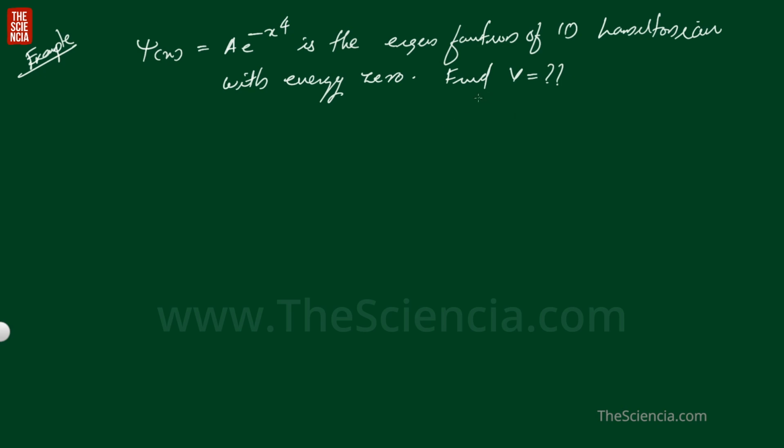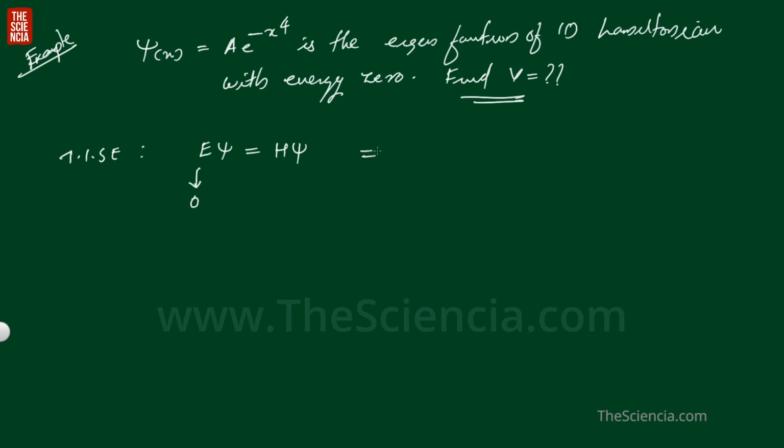So here also the question is to find out the potential, then we have to use the Schrodinger equation. Here we are going to use the time independent Schrodinger equation. What is that? We know Eψ is equal to Hψ. The given wave function is the eigenfunction of the 1D Hamiltonian with the energy 0, that is, this energy is equal to 0.